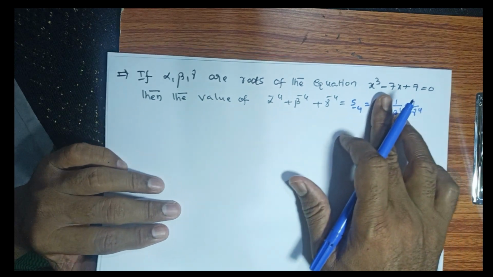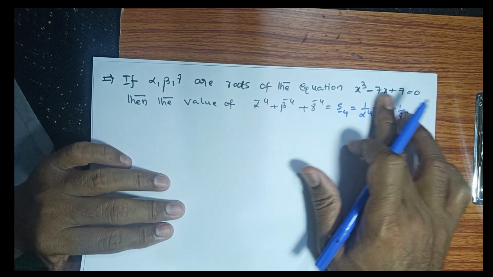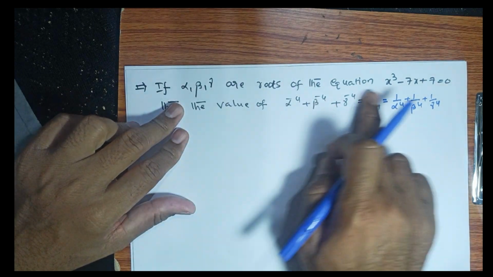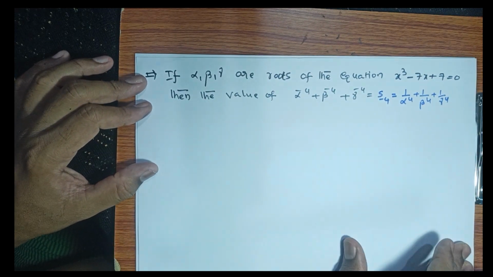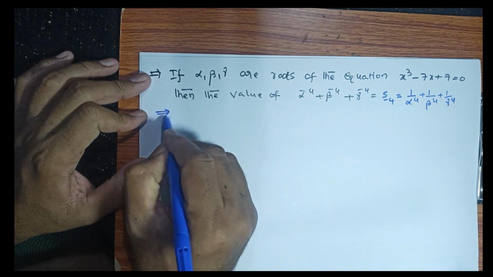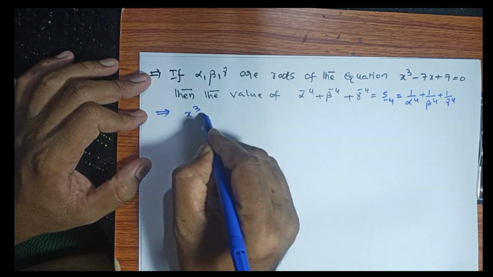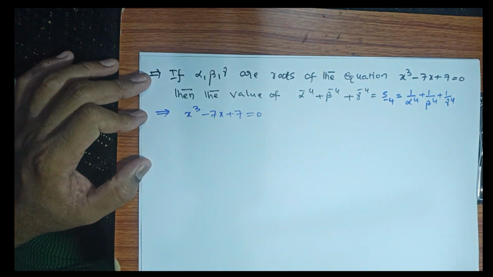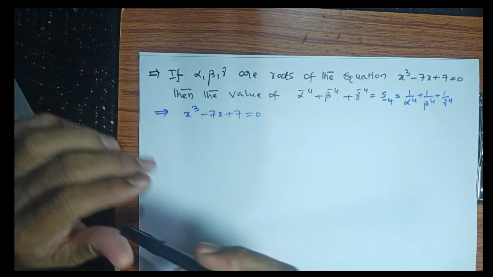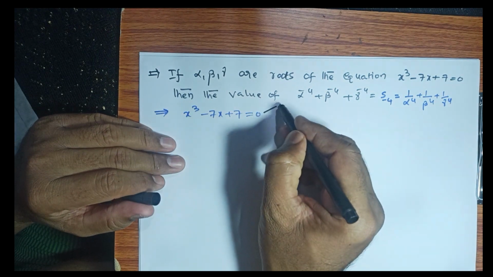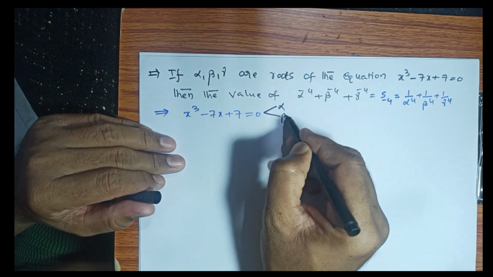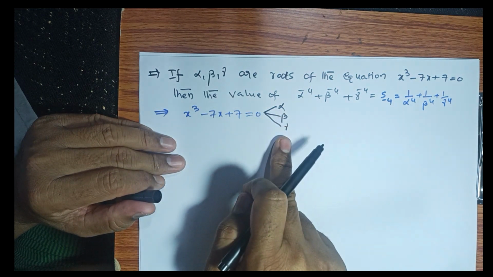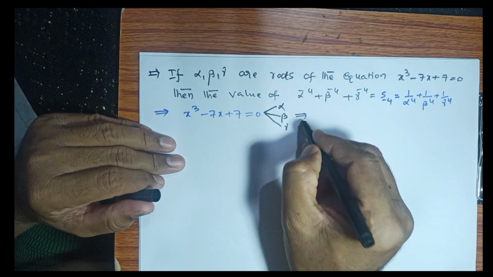First, write the reciprocal equation of the given equation. First, alpha, beta are the roots of this equation. The given equation is x cube minus 7x plus 7 equal to 0. The roots of this equation are alpha, one root, beta, and another root is gamma. For this equation, alpha, beta, gamma are the roots.